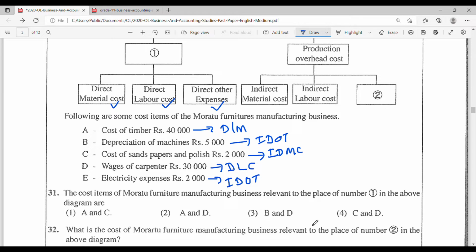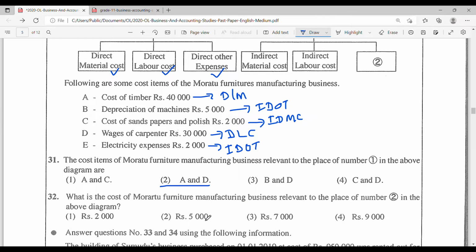Having done this, let's see the question again. Cost items relevant to place number 1 should be direct material cost, direct labor or direct other expenses. Here you can see cost of timber and wages of carpenter fall under that category. So the answer would be A and D, answer 2.